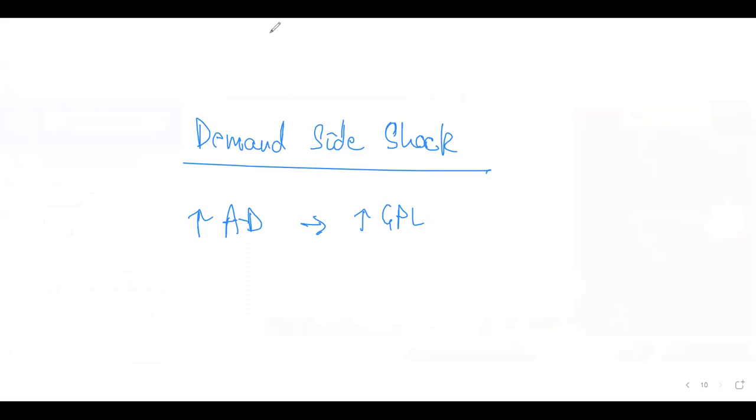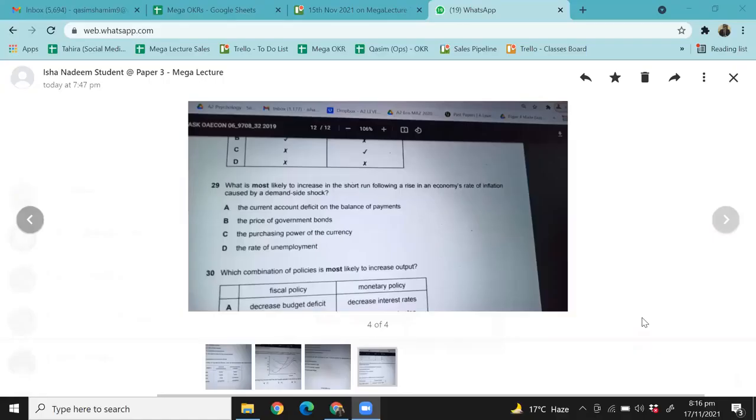Okay. Now, with that happening, what is most likely to happen in the short run? That was the question, right? The rate of unemployment should not increase. In fact, it should decrease. When there's more aggregate demand, as I just explained, businesses are hiring more people, they are producing more output. So the employment in the country will increase. So that can't be the answer. The purchasing power of the currency.